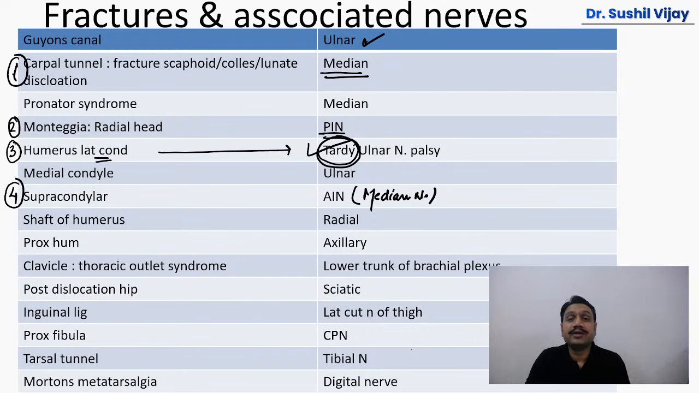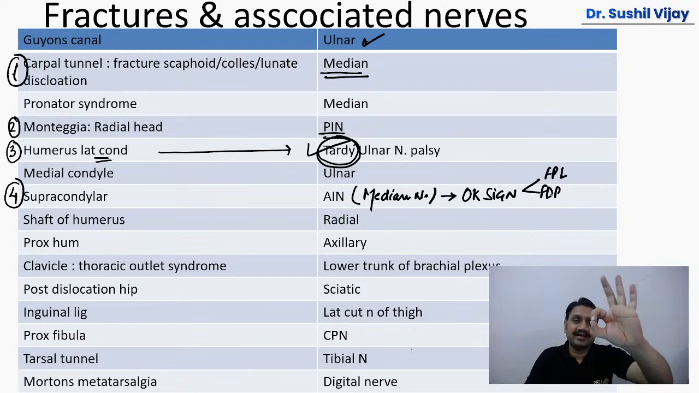So let me here only tell you what will be the presentation and how do you test them? That's very, very important. So AIN, how do you test the anterior interosseous nerve? It is tested by something called the OK sign. Ask the patient to flex the thumb, flexor pollicis longus and flexor digitorum profundus, FDP and FPL here. So if the patient can do this, AIN is all right.